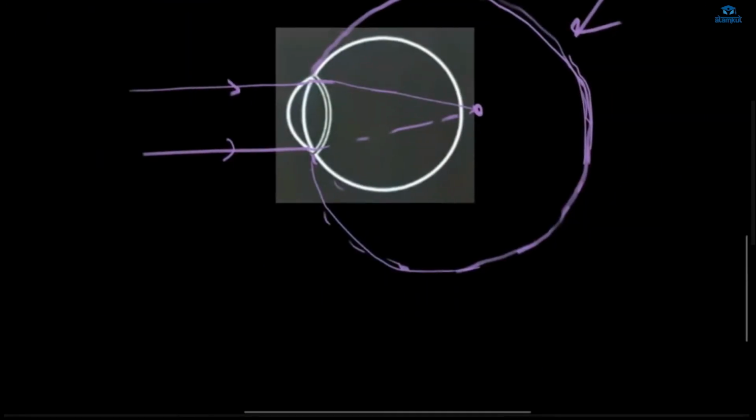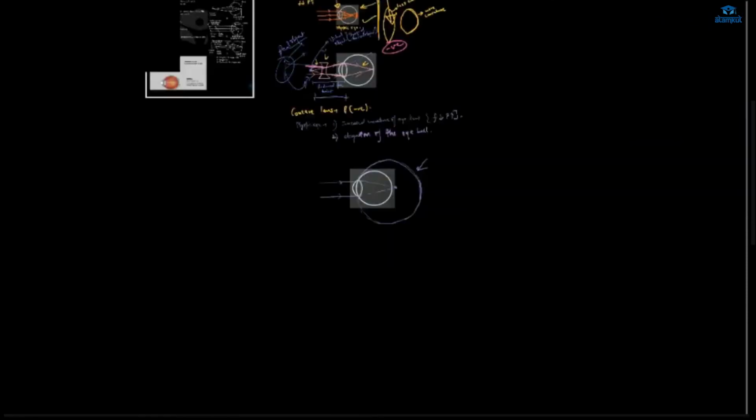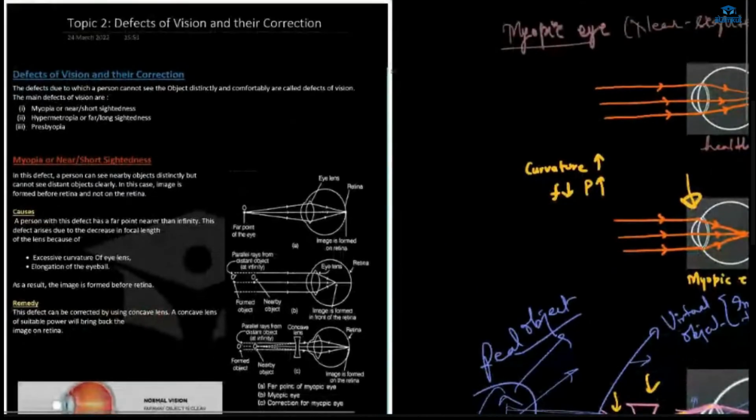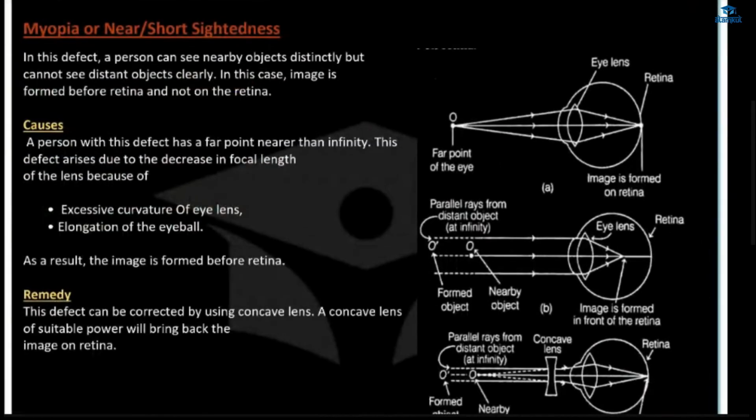Okay, understood now? Two reasons: excessive curvature of the eye lens, and second is the increased elongation of eyeball. Okay, so here also it's excessive curvature of the eye lens and elongation of the eyeball. Elongation of the eyeball मतलब समझ गए ना, आईबॉल ही बड़ा हो जाता है, तो इमेज जो बनेगी वो रेटिना पे कैसे बनेगी, वो पहले ही बन गई, रेटिना तो यहाँ पर है, ये इमेज यहीं पे बन गई. ठीक है, समझ में आया?